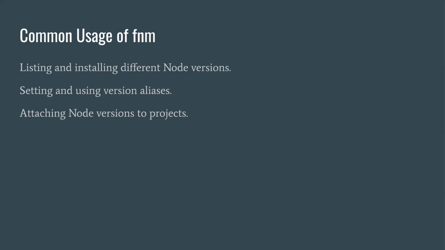Common usage of FNM. In daily use, this FNM tool allows you to list all available node versions and install them as needed. You can set aliases for different versions, making switching between them effortless. And FNM also enables you to attach specific node versions to your projects for consistent development environments.